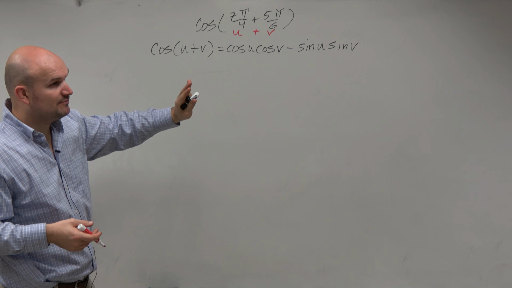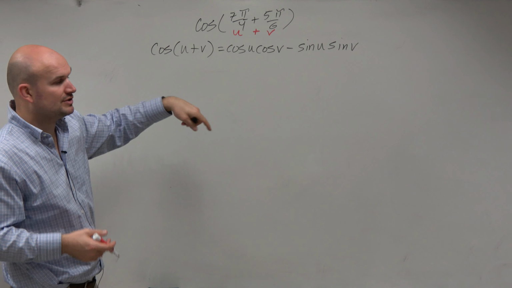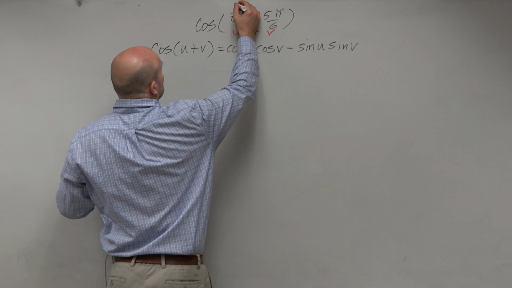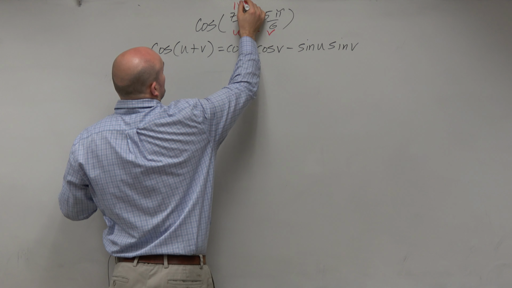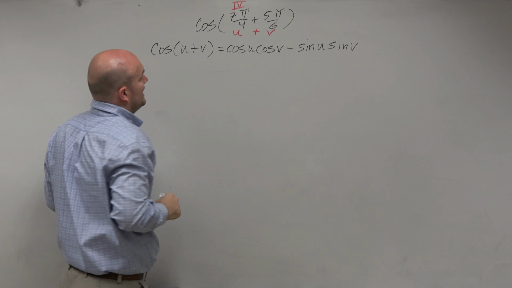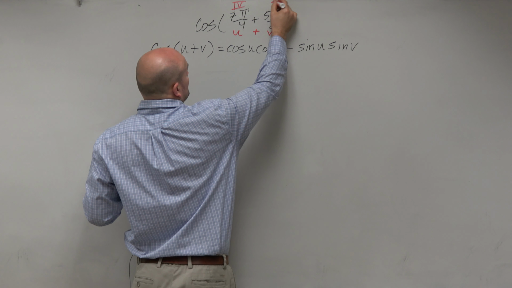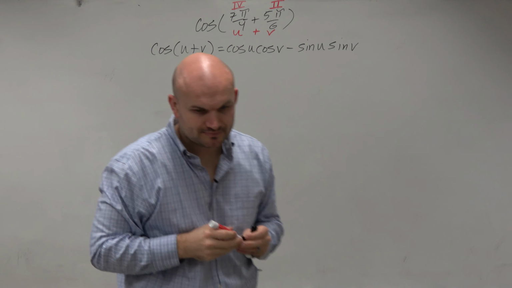Now, it'd also be important for us to know which quadrants these are in. 7 pi over 4 is in which quadrant? Fourth. And this 5 pi over 6 is in the second quadrant. Good.